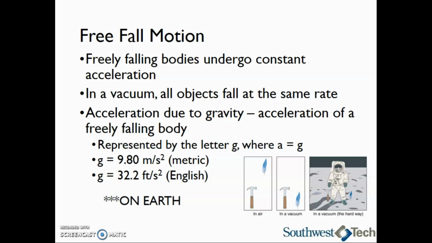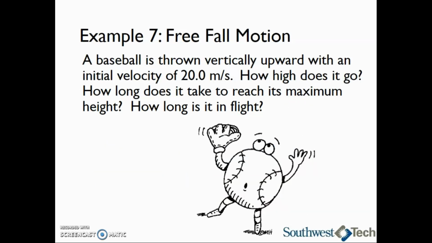If you are on the moon or another planet, the acceleration due to gravity will be different. It will be much less on the moon, but it will be much greater on Jupiter. In our class, we only need to worry about the value for Earth. Let's take a look at an example of freefall motion.